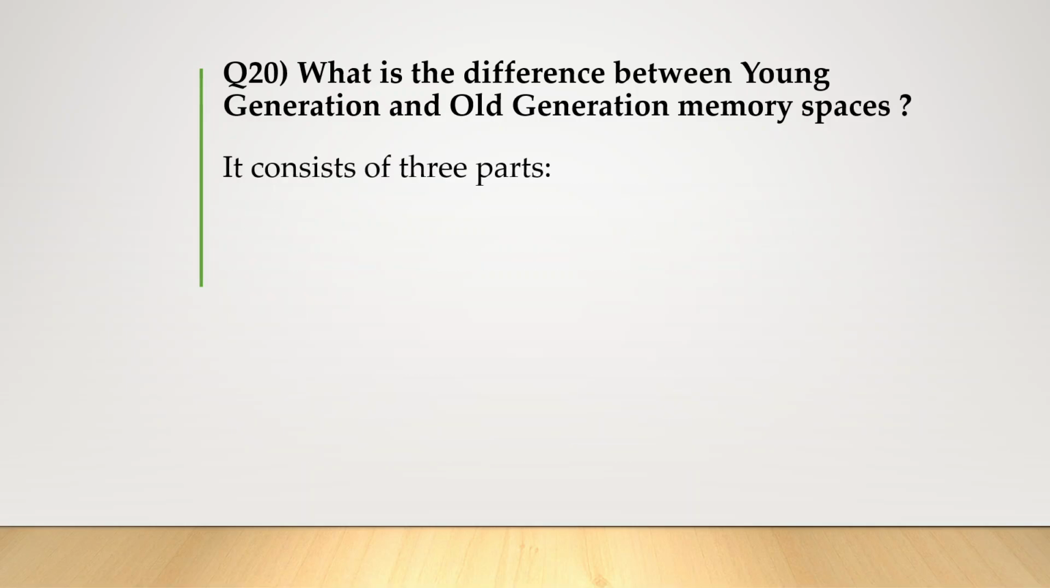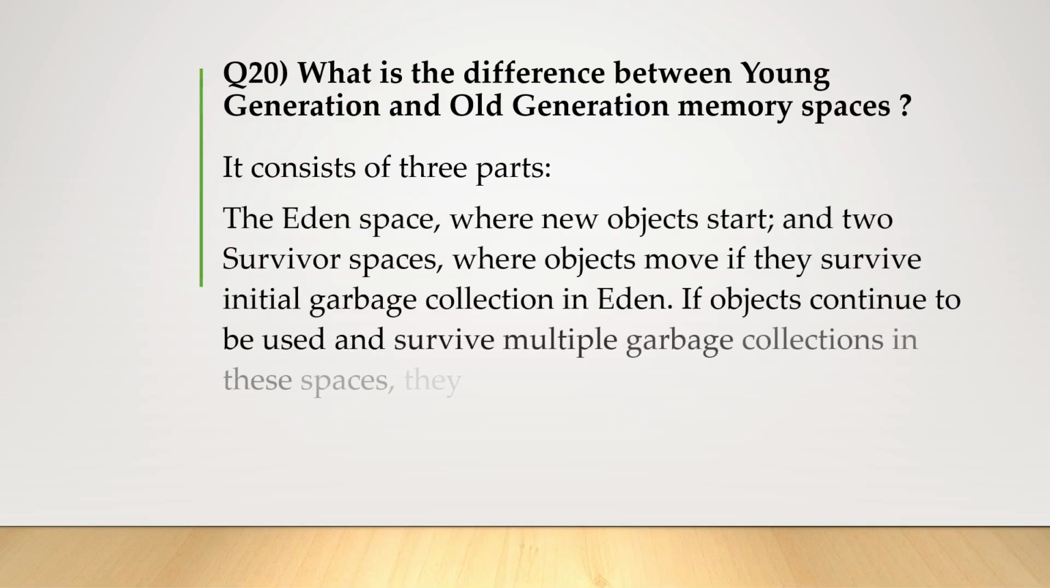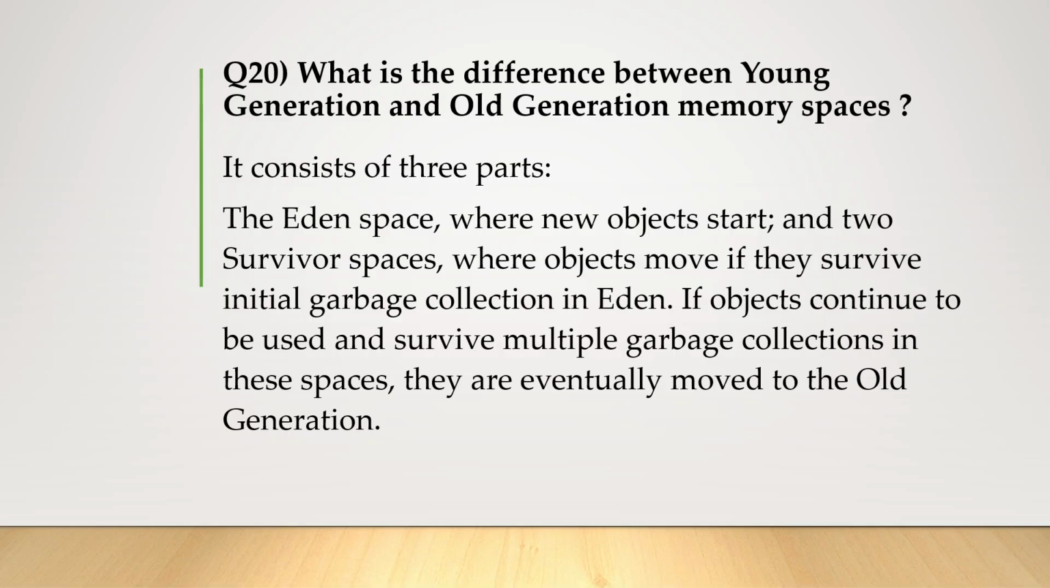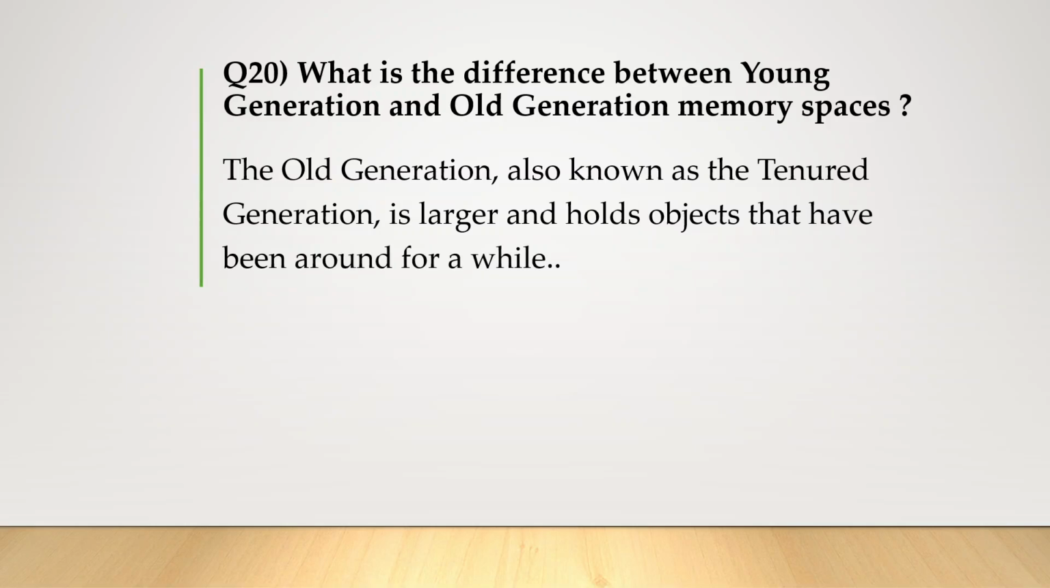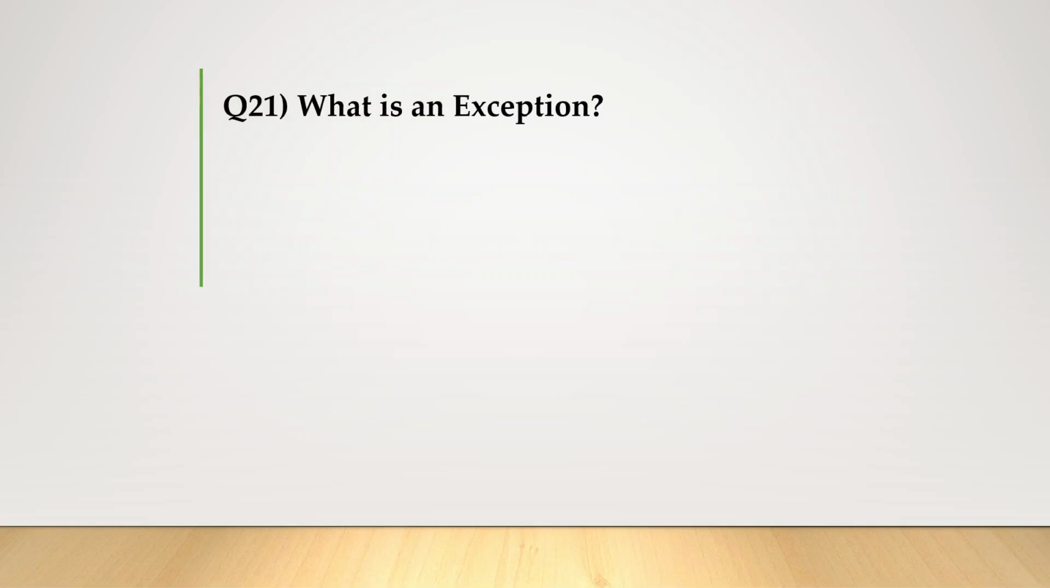It consists of three parts. First is Eden space, where the new objects start, and second are two survivor spaces, where objects move if they survive the initial garbage collection in Eden. If the objects continue to be used and survive multiple garbage collections in these spaces, they are eventually moved to the old generation. The old generation is also known as the tenured generation. It is larger and holds the objects that have been around for a while.